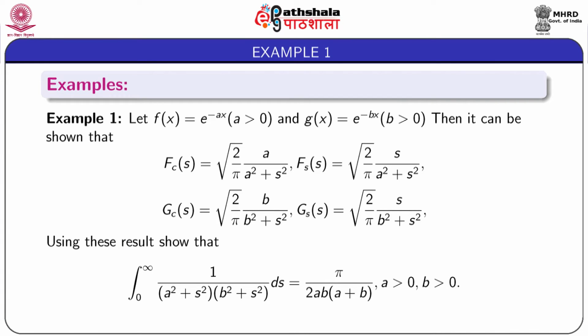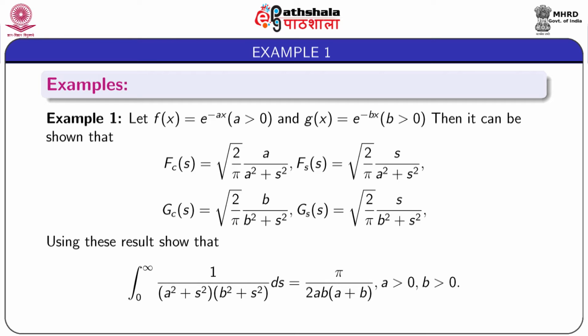Now, we consider some examples. First example: let f(x) equal e to the power minus ax, where a is positive, and g(x) equal to e to the power minus bx, where b is also positive. Then we can find out the Fourier sine and cosine transforms of these two functions.